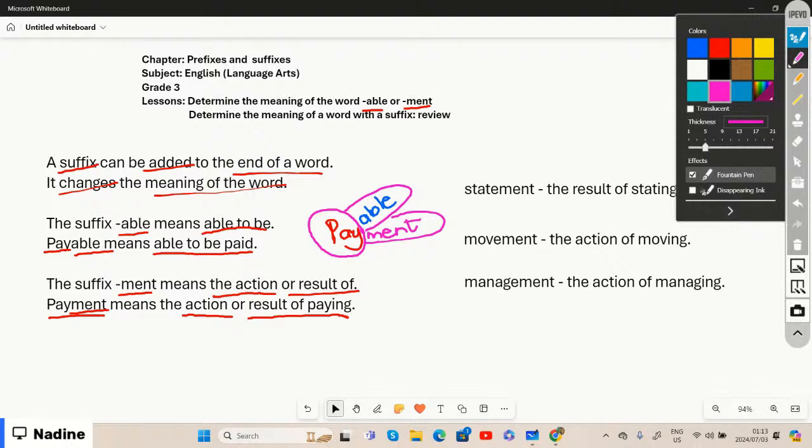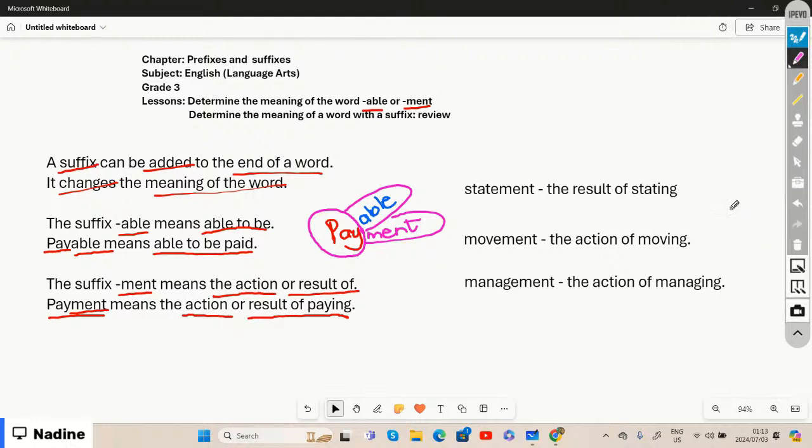They change the meaning of the word because pay already has its own meaning, right? But once we add able to the word pay, it changes the meaning. Once we add ment to the word pay, it also changes the meaning of that specific word. And if we were to look at a few examples, look at the word statement. Remember we said that ment means the action of something or the result of something. So statement.